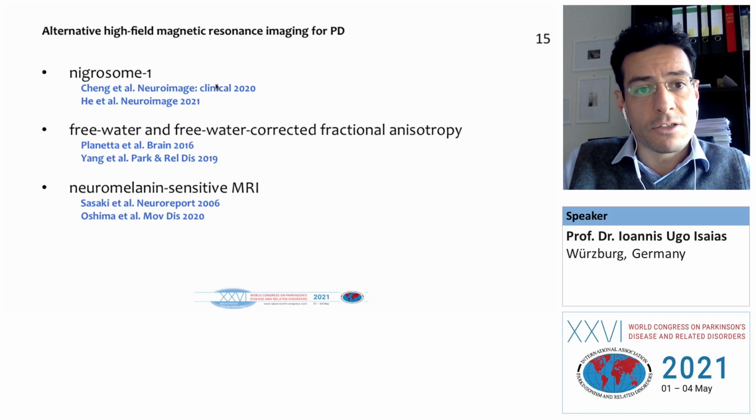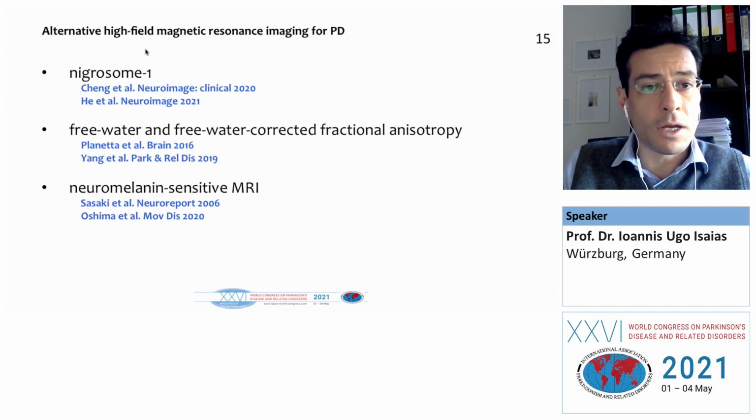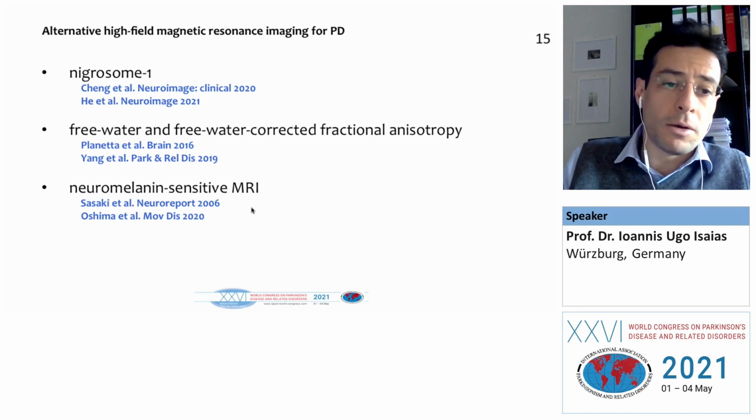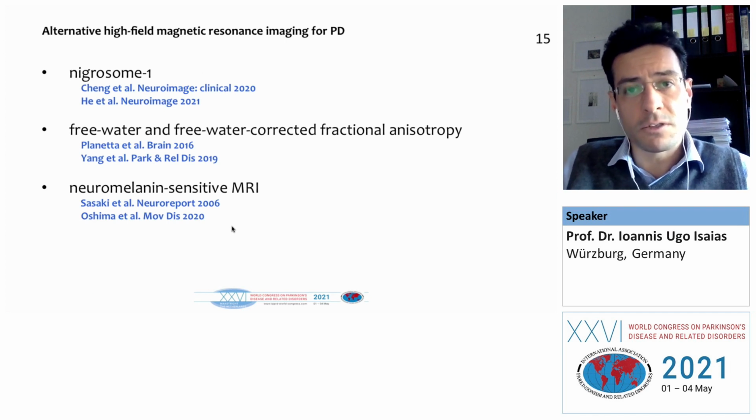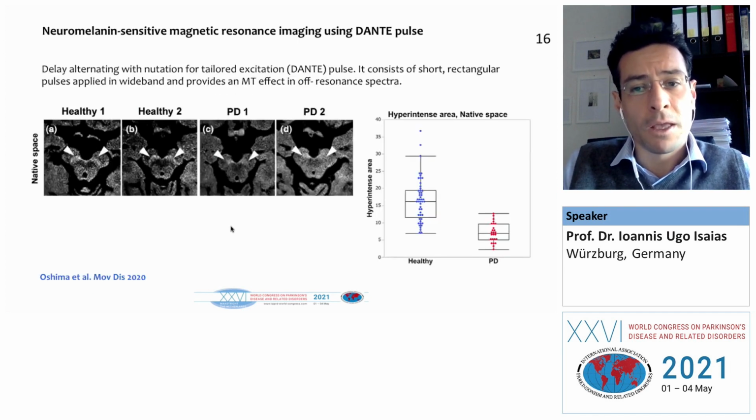Other advances in recent time are new sequences derived from MRI, targeting the nigrosome, or free water corrected fractional anisotropy, or neuromelanin sensitive MRI. In particular, the last one was probably the one most intensively studied in the context of Parkinson's disease and atypical Parkinsonism. Here I'm showing you some images of neuromelanin sensitive magnetic resonance imaging. The first two are healthy subjects, and the middle ones are Parkinson's patients.